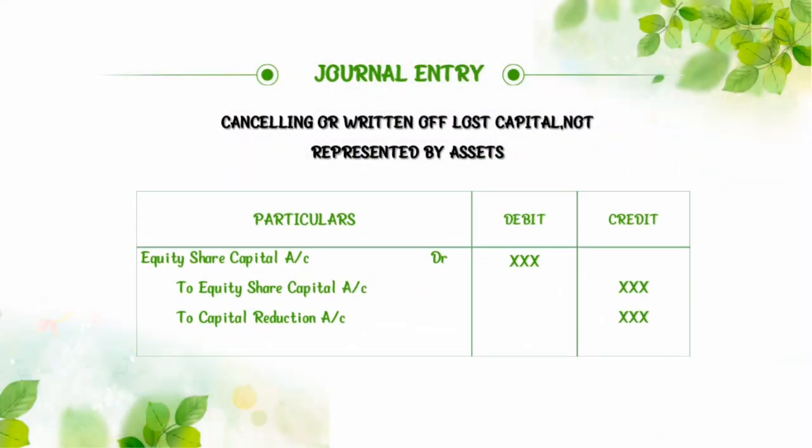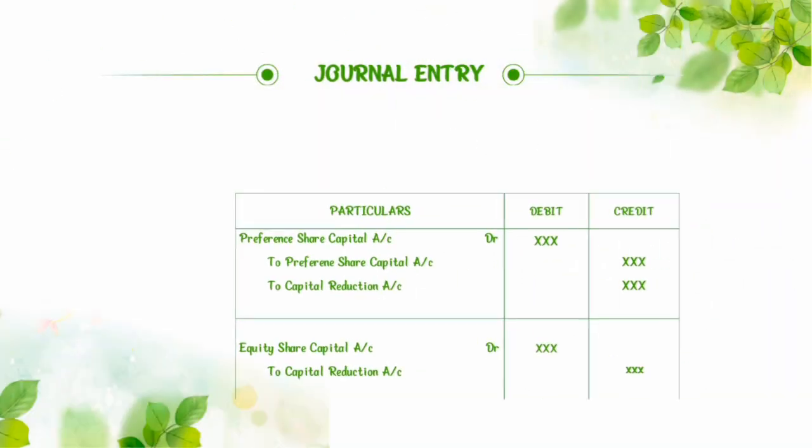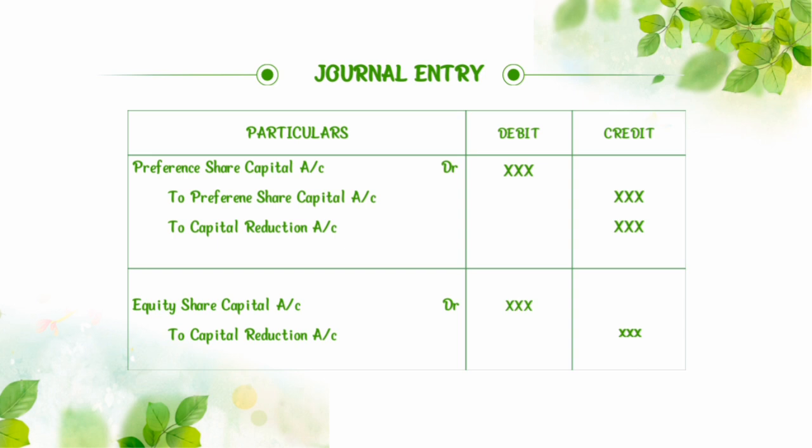Third one, cancelling or returning lost capital not represented by assets. Equity share capital account debit to capital reduction account. Remainder of the shares transferred to the capital reduction. Next, preference share capital account debit to capital reduction account. Next, equity share capital account debit to capital reduction account.